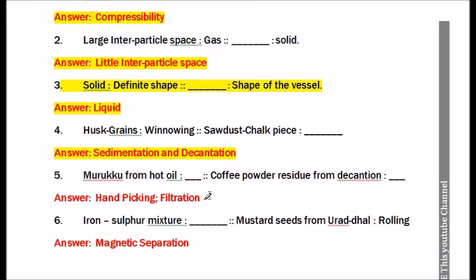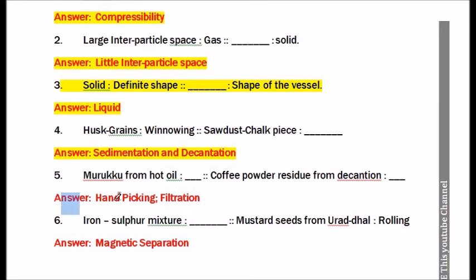Question number 5. Murukku from hot oil is to dash as coffee powder residue from decantation is to dash. Answer is hand picking, filtration.